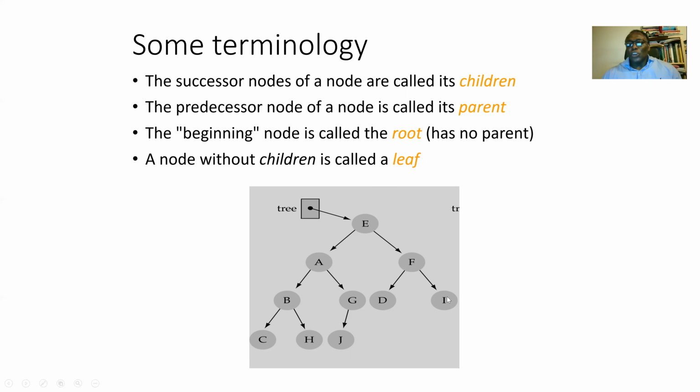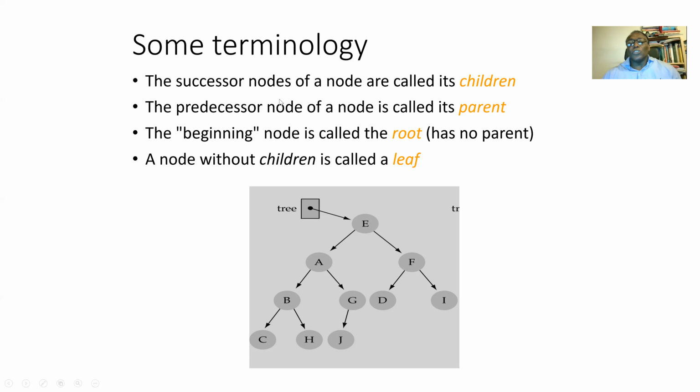Now, a node or a vertex with no children is called a leaf. So D, I, J, H, C are all leaves, because they don't have any children. Then the inner node or vertex is the one that has both parents and children. For example, A has a parent of E, and it has children of B and G. So it's an inner node. And those are the terminology here.